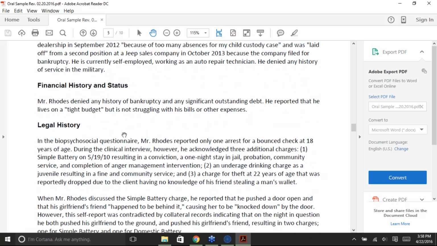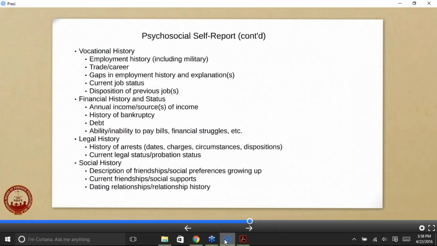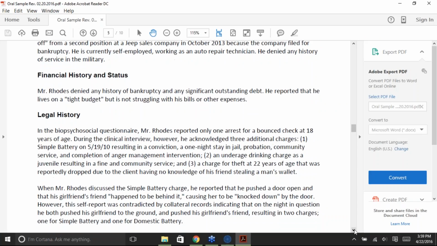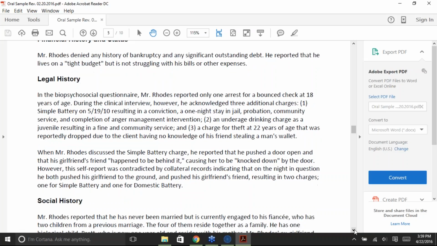Okay, now then the financial history. What I like to talk about there is their annual income and their sources of income, history of bankruptcy, debt, ability or inability to pay bills, financial struggles, etc. Moving into the legal history, the history of arrests, dates, charges, circumstances, and dispositions, their current legal status or probation status. For sake of time, because believe it or not, we already are down to having 30 minutes left, I'm not going to read word for word everything in these sections, but I'll read the things that I think are really relevant. I talked about the charges that he had in the past.